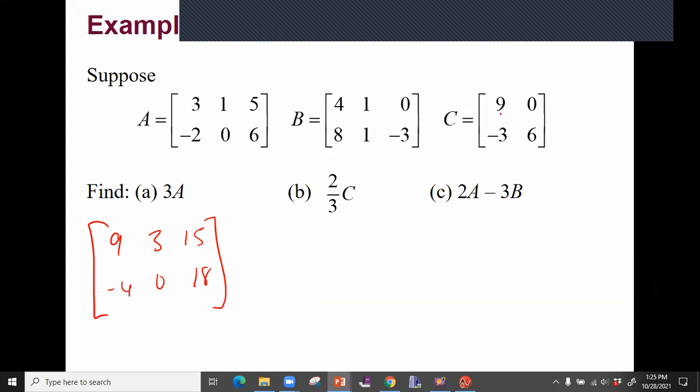On C, it's a fraction. So that means you're multiplying by the numerator, dividing by the denominator. So 9 times 2/3 is 6. 2/3 times 0 is 0. 2/3 times negative 3 is negative 2. And 2/3 times 6 is 4.